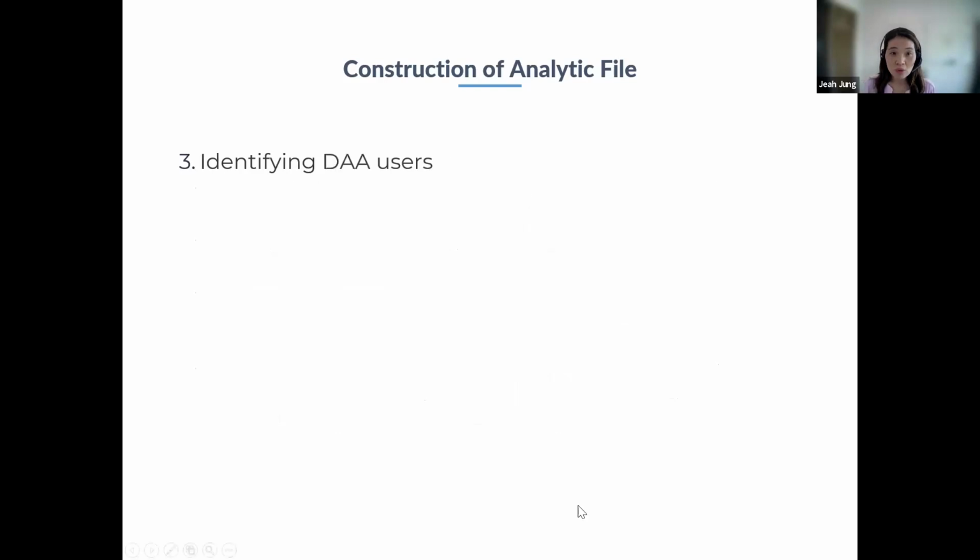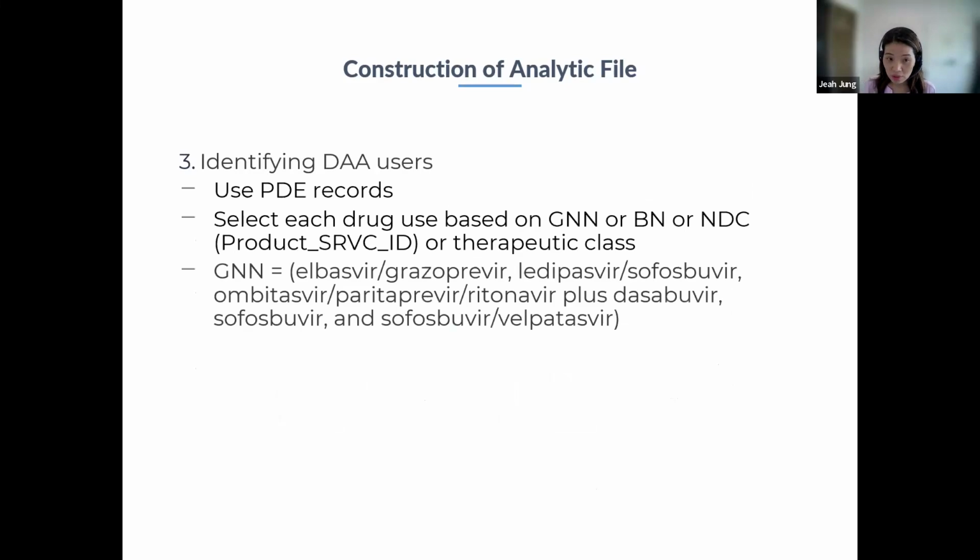Right. So construction. So we identify DAA users, and how? Using PDE records, right? So again, how do we identify each drug? So we use the PDE records. You could use a product service ID. These are a very small set of drugs. DAAs were really new, and there weren't many, only a couple of dozen drugs maximum.